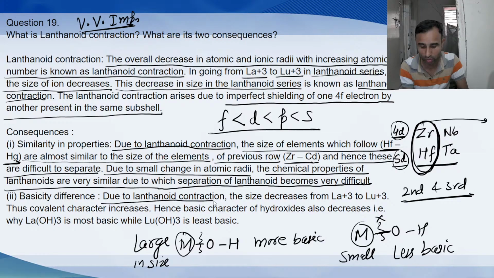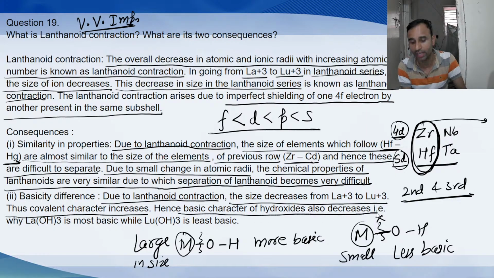See, due to lanthanoid contraction, size decreases. So covalent character increases, obviously, and therefore the basic character of hydroxide also decreases. That covalent character increases, we apply Fajan's rule: small size of cation favors covalent character, because if the size of the cation is small, it has high polarizing power, and that's why it is more covalent. Their compounds are more covalent.